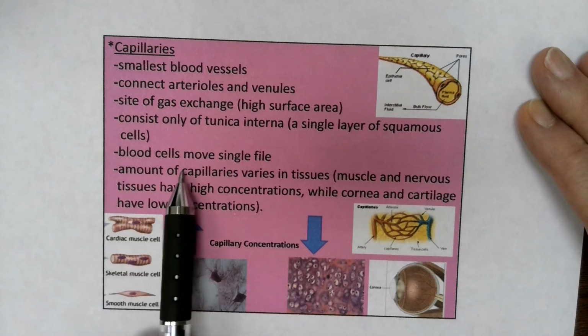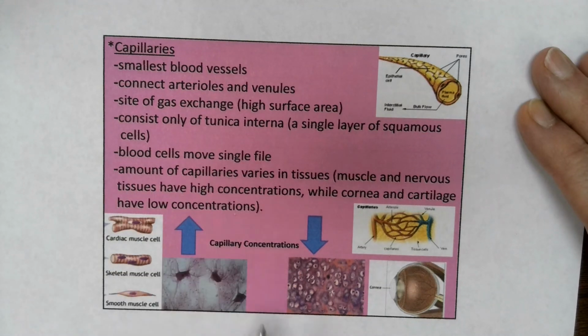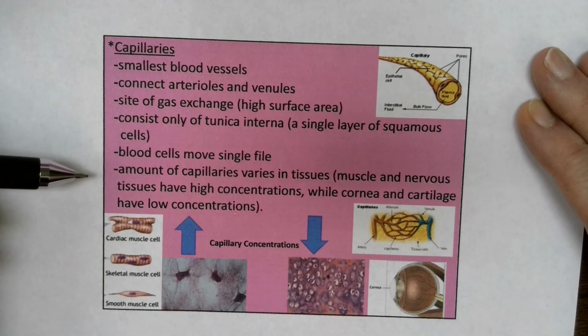As blood cells go through capillary beds, because these are so tiny, they literally move through single file. Okay, each red blood cell just goes through in a line. And then the amount of capillary bed that's located in each different type of tissue varies depending on the oxygen needs of that particular tissue.